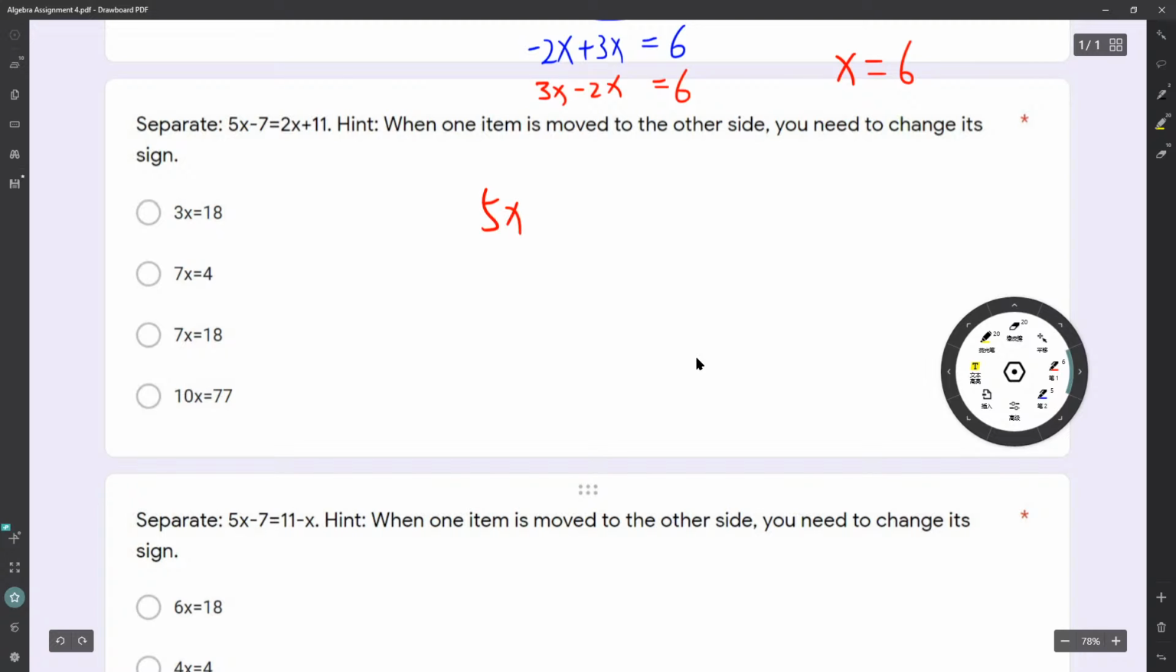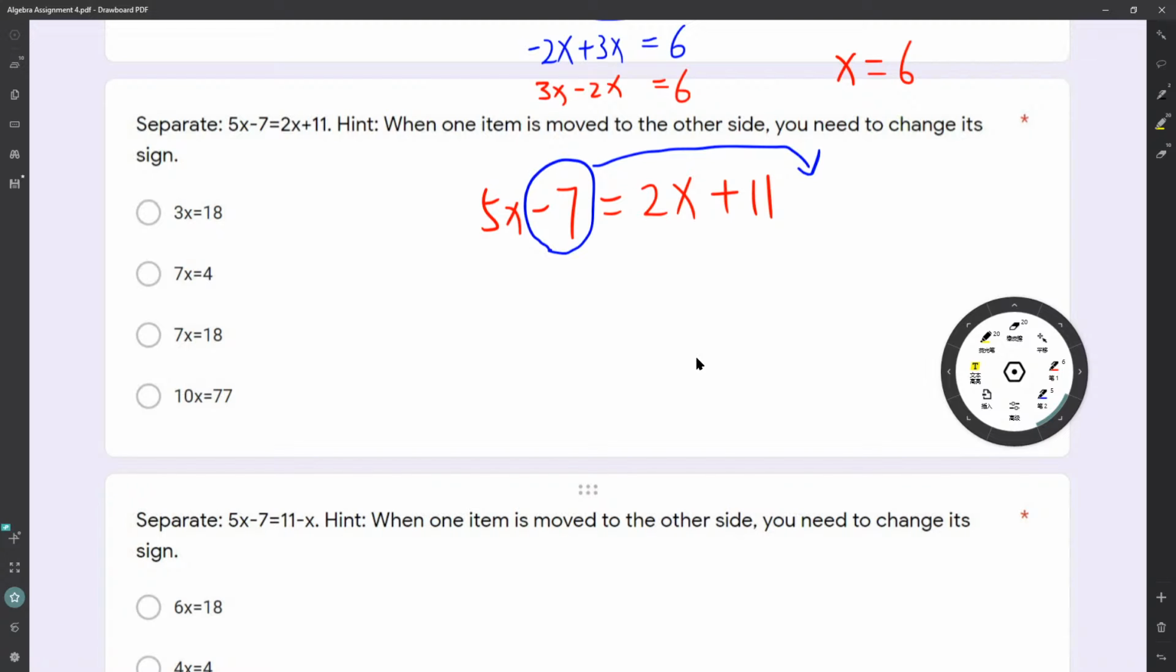5x subtract 7 equals to 2x plus 11. So again, we are trying to do the separate. So we will first move this. See, this is a negative 7, and we are going to move it to the other side because we want to separate x and numbers.